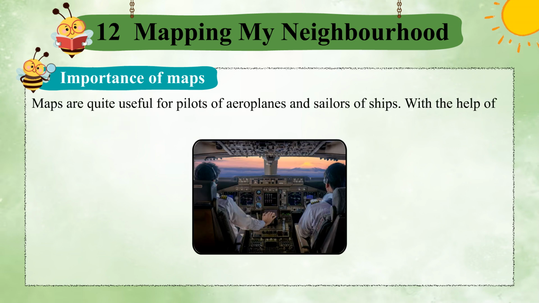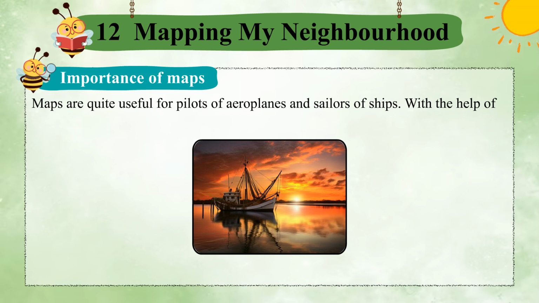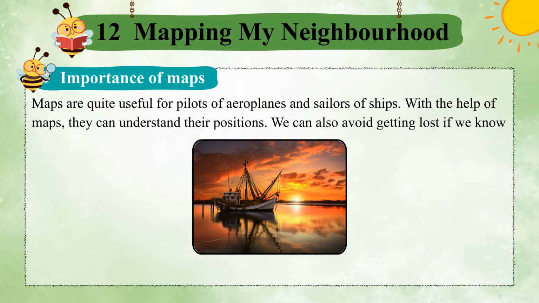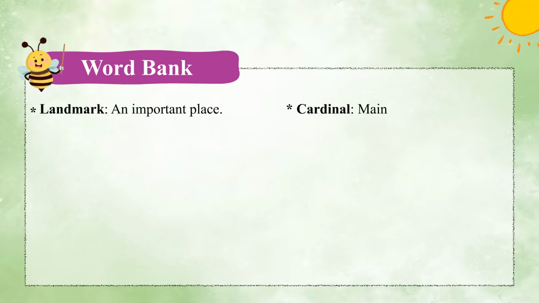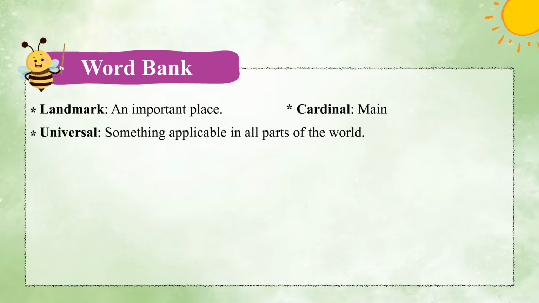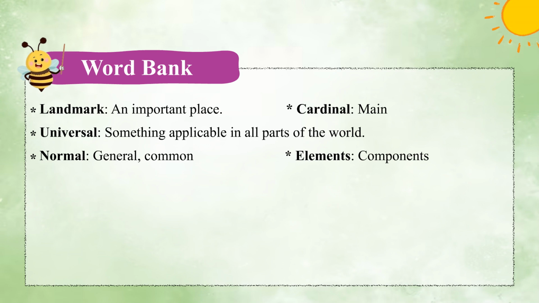Maps are quite useful for pilots of aeroplanes and sailors of ships. With the help of maps, they can understand their positions. We can also avoid getting lost if we know how to use a map for knowing the directions of different places. Word bank. Landmark, an important place. Cardinal, main. Universal, something applicable in all parts of the world. Normal, general, common. Elements, components.